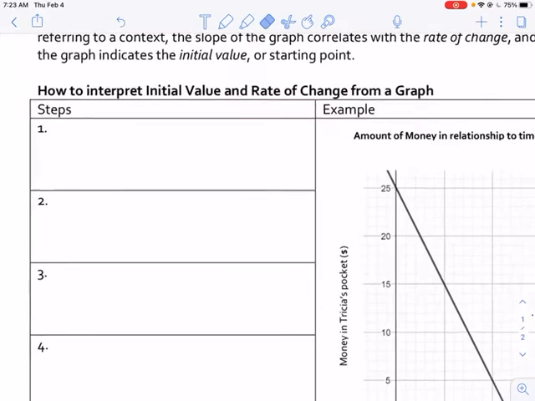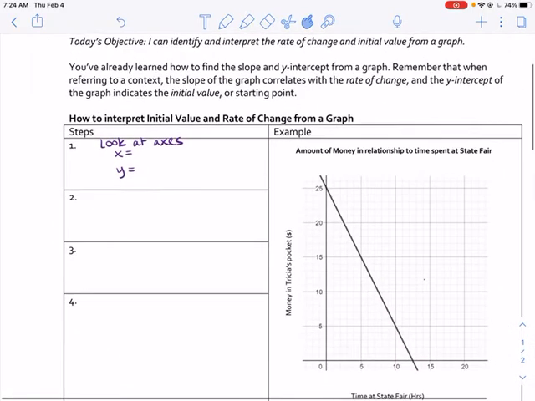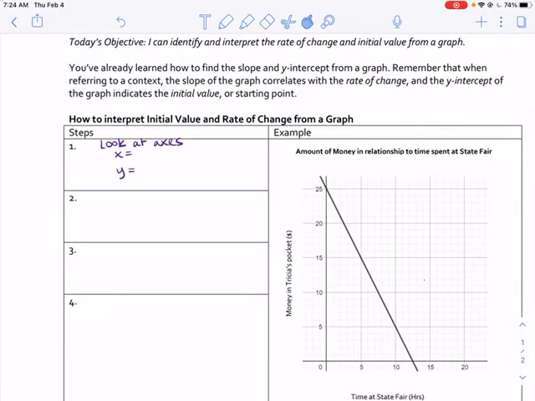So the first thing that you should notice is you should find out what x equals and y equals. You're going to look at your axes to do this. Basically, your axes are your friend on this. Those big lines tell you not only what everything represents, but how big everything is going to get. So you're going to want to pay very, very close attention to the axes. You should always be looking back at them.